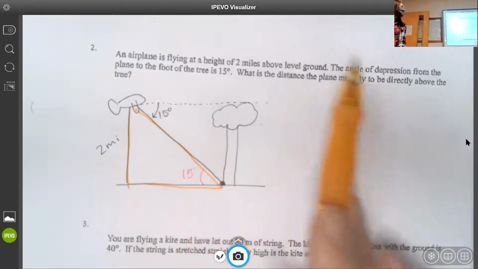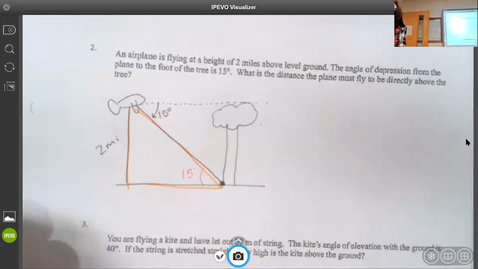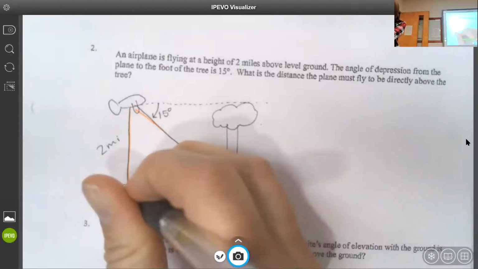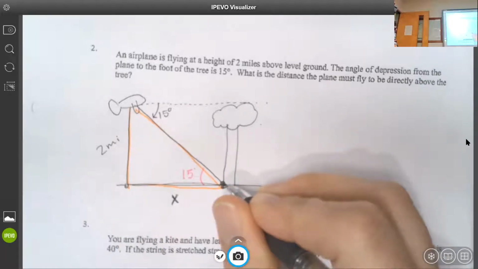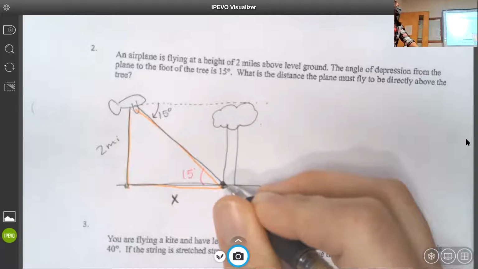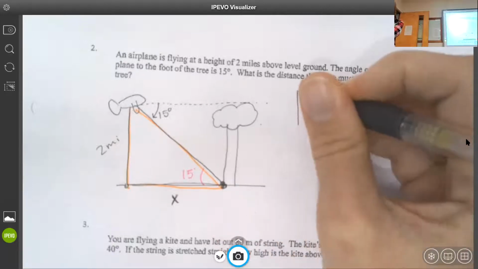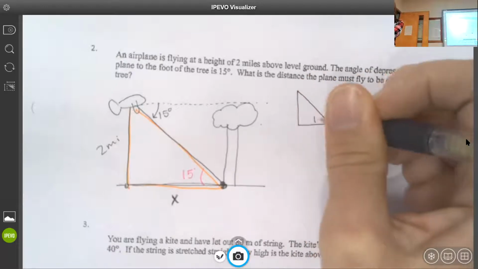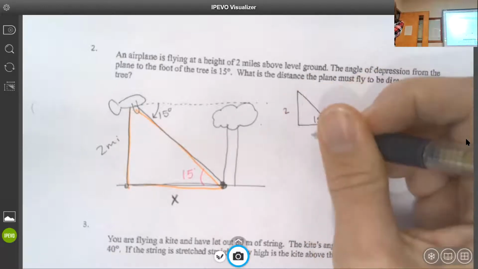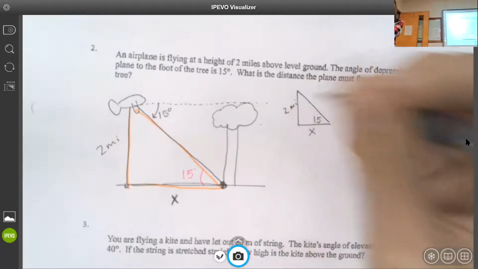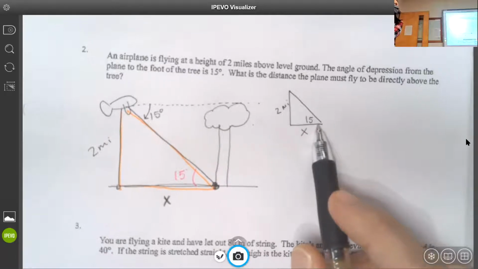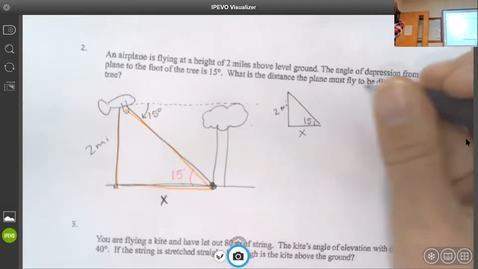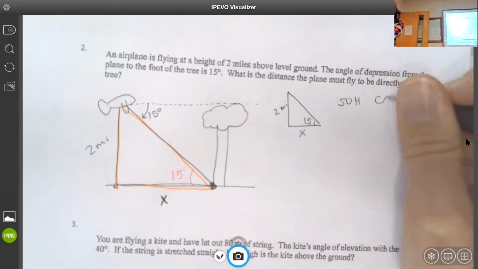So then it says, what's the distance the plane must fly to be directly above the tree? Well, that would be this distance from here to here for the plane to be at the tree. What must that horizontal distance be? So if we look at just the triangle, and you may even want to redraw the triangle as just a plain trig problem, I have 2 miles here, and I have some unknown length here, and I have 15 degrees. And we can use trig to find this distance, or SOHCAHTOA.